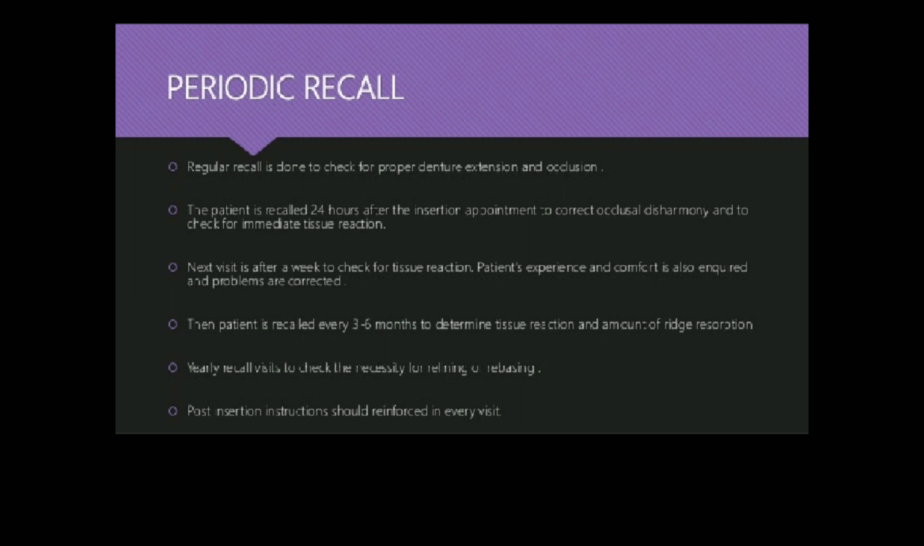And periodic recalls, that is, you should keep in touch with every complete denture patient periodically. Ask the patient to come in after 24 hours, after 3 days, after 1 week, after 15 days, after 21 days, and after 1 month. And like that after 3 months, after 6 months. That way you see how the patient is using his denture, whether he is maintaining denture hygiene properly, whether there is any denture wear, how is the position of the teeth, whether any attrition has taken place or anything. So all these things you can see in periodic recalls.